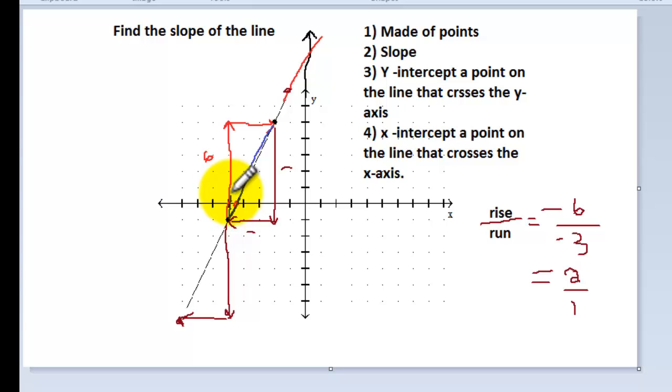So we created this triangle. It still comes out 6, because the rise now is a positive 6, over a positive run of 3, because we walked to the right, and that still reduces to 2. So it doesn't matter if you start down and go over towards the line, or whether you start up and go over this way towards the line. You will still end up with the same slope of 2.